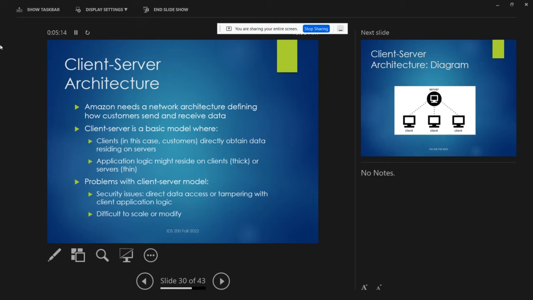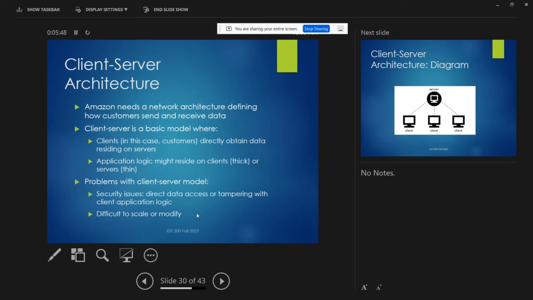Now, the basic problems with the client server model. Number one, security tends to be a bit more difficult to enforce. Why? Because all the end users have direct access to the data, or potentially they can tamper with the client application logic somehow, because they're just connected to that one machine. Of course, to an extent you can fix that by saying we're only going to let a certain select pool of users access this, and that's how it would usually be implemented. But that's one issue.